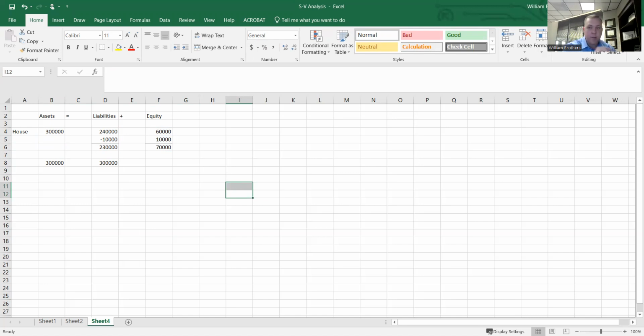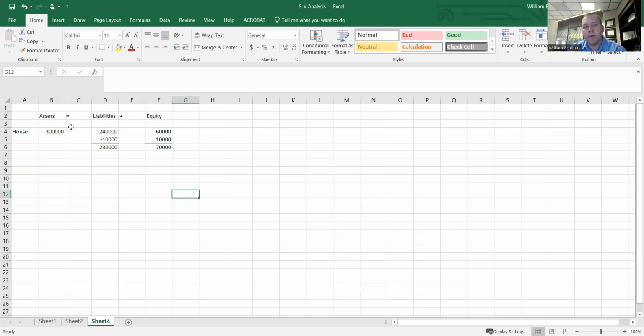It's still a $300,000 asset, but I now no longer have a $240,000 claim against it. I have a $230,000 claim because of the payments that I've made. And again, it's a very simple example, but that really is the basis for everything else. And as we'll learn later in the course, we have temporary accounts and permanent accounts.